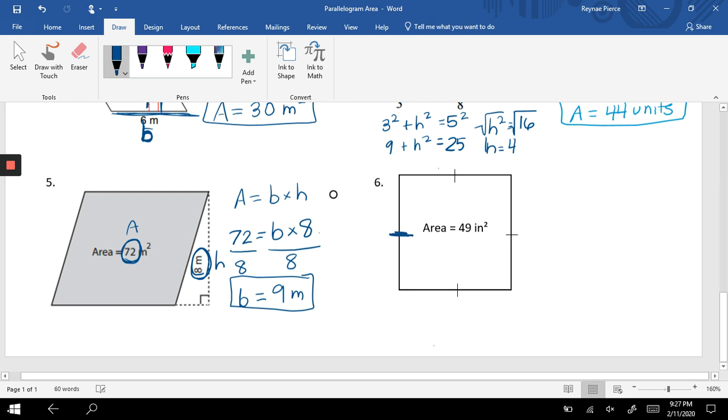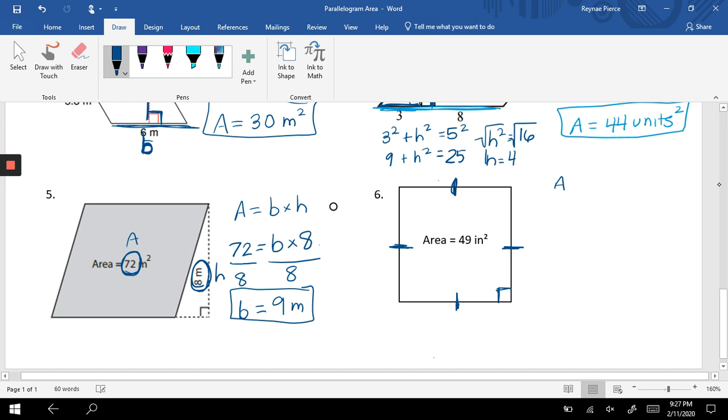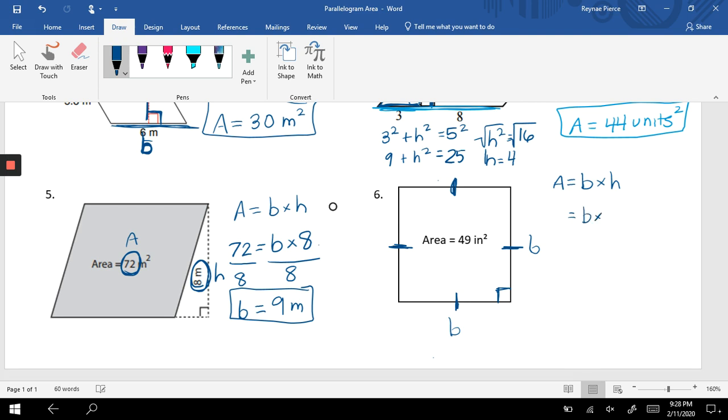Last example here, these 4 marks mean that all 4 sides are congruent, and we'll go with a square. Okay, I'm going to put a right angle there. Okay, now normally area is base times height. Okay, but squares are unique in the fact that their base and height are the same. So whatever the base is, the height is also that. Okay.